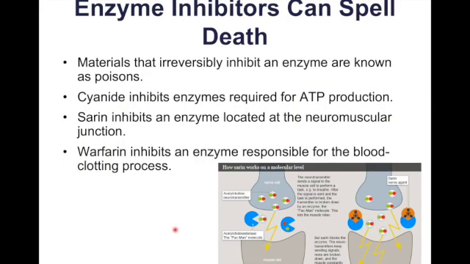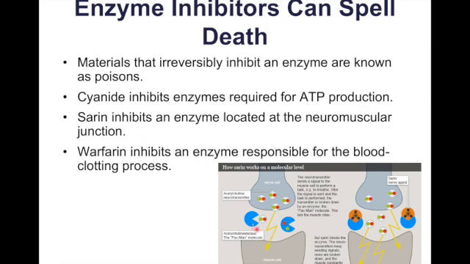But the bad side of this is when inhibitors cannot be reversed. And so a lot of poisons act this way. For example, cyanide inhibits enzymes that help produce ATP. Sarin gas inhibits an enzyme that affects neuromuscular junctions, and warfarin is one that's involved in blood clotting. We actually use this, maybe you have somebody in your family who's on warfarin or Coumadin who's had heart troubles. We use this to thin people's blood so that they are at less risk of stroke and heart attack.